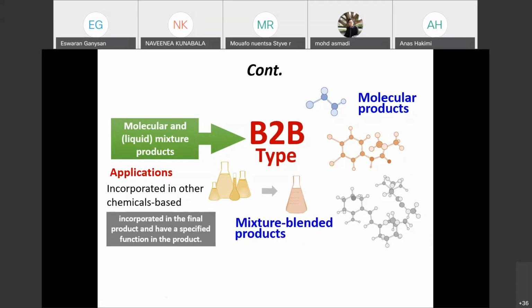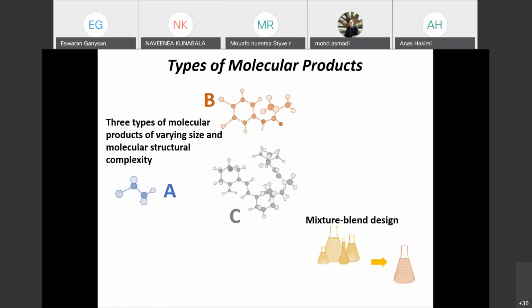Actually they vary in size. If you remember, there are varying types. There are aromatics, and they have many functional groups. There is linear. The molecular structure is also complex, some complex, some not complex. So there are three types of molecular products that vary in size and molecular structure complexity.